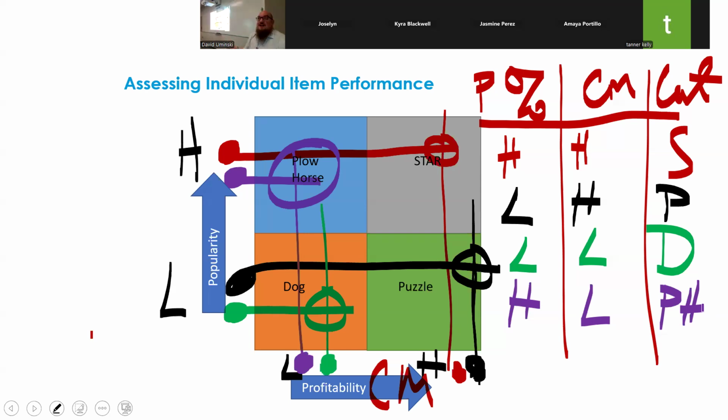If we sell it for $10 and everybody loves it, what if we sell it for $12? Do people still love it as much? And if we add that $2, does it bump it over to that high contribution margin, which then would make it a star? What about, instead of bumping it up $2 right off the bat, you bump it up 50 cents? Yeah, so that way it's not as drastic. That's a great idea.